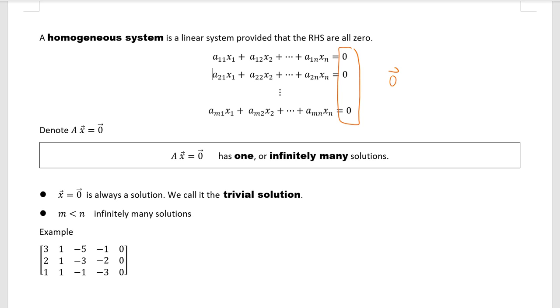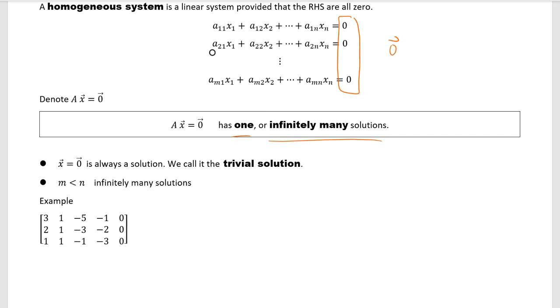Homogeneous systems can have one solution or infinitely many solutions. So only two possibilities, either one solution or infinitely many solutions. We cannot have the case of no solution. Why is that? Well, because the 0 vector is always a solution, since A times the 0 vector is the 0 vector. We call it the trivial solution because it's so trivial.